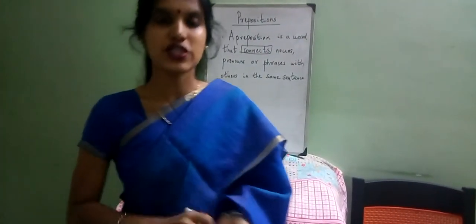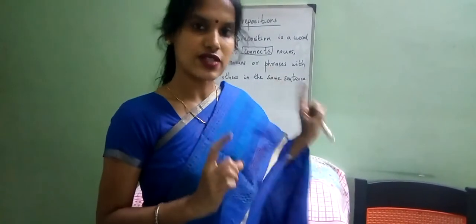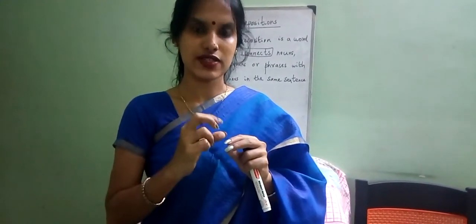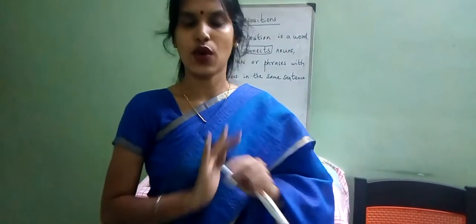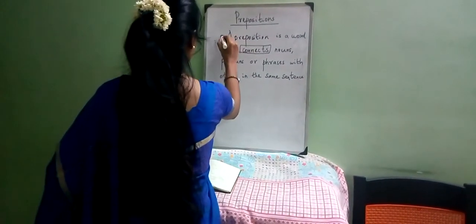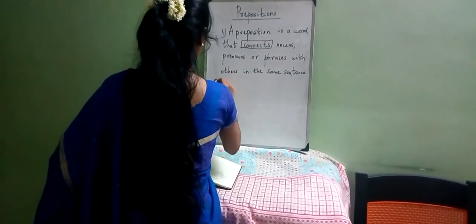A preposition is a word that connects nouns or pronouns or other phrases to other words within the sentence. So this is the first definition. A preposition is a word that connects a noun, pronoun or phrases with other words of the sentence. Very simple. That is a preposition. When I give you examples, you can understand it better. So what is the second definition?